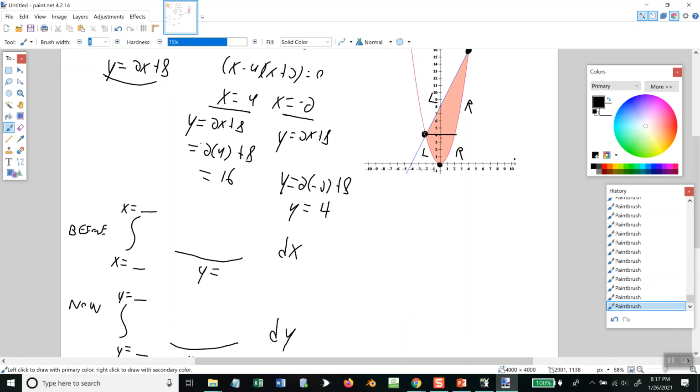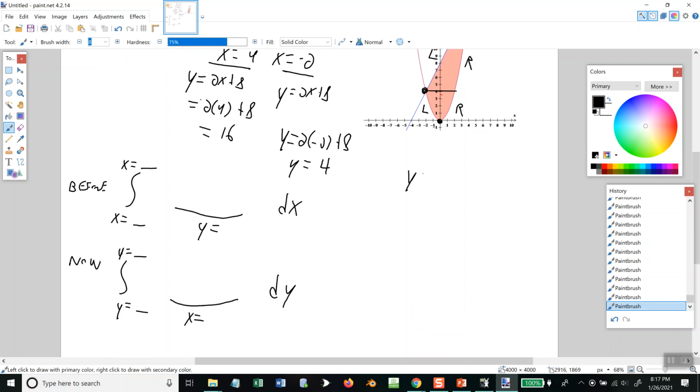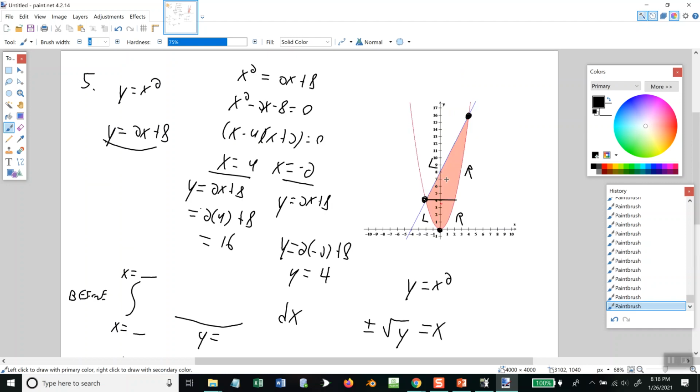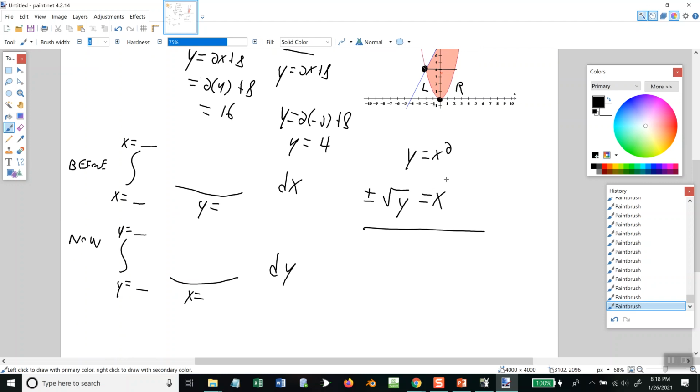So we got y is equal to x squared, square root, plus or minus square root of y. We'll come back to that. Then the other one was 2x plus 8. And I'll solve that for x. So I take that 8 over, divide everything by half. And we'll go 1/2 y minus 4 is equal to 2x.